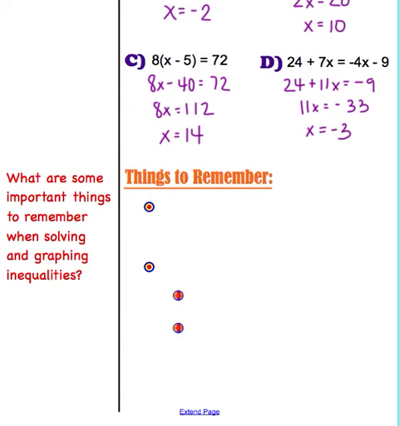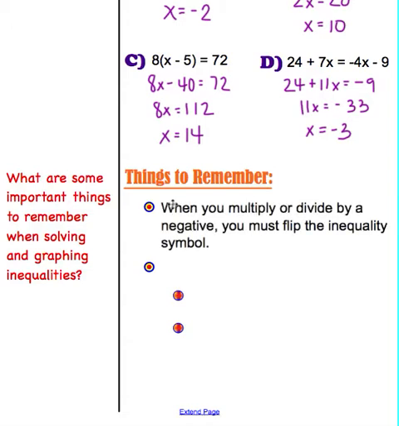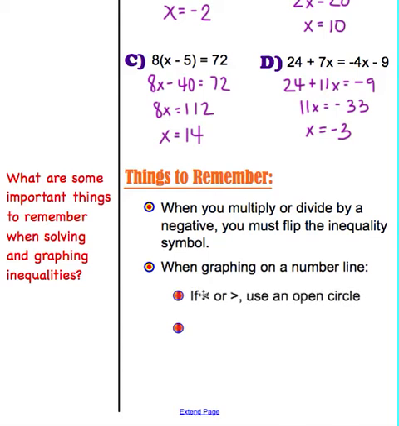Today's lesson is dealing with solving and then graphing inequalities. Some important things that you're going to want to make sure you remember when dealing with inequalities is number one, when you multiply or divide by a negative, you must flip that inequality symbol, otherwise it will create a false statement. Second, when you're graphing on a number line, you're going to use an open circle if the inequality symbol is strictly less than or strictly greater than.